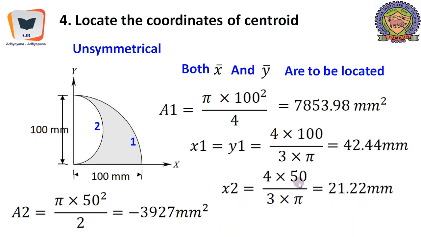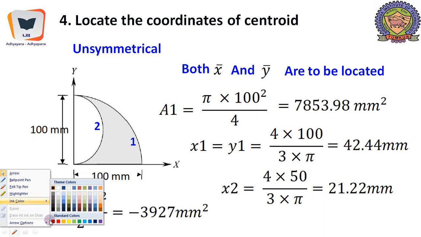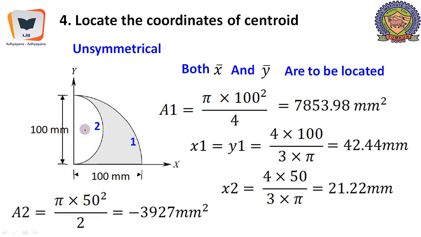And x2 is 21.22, 4r by 3 pi, and it is somewhere over here. Okay, we will once again mark this for the sake of clarity. So here it is. This distance is 4r by 3 pi. Vertical distance is the radius, and as far as the semicircle is concerned, it is somewhere over here. Sorry, quadrant of a circle, 4r by 3 pi vertically, 4r by 3 pi horizontally. So I got x2, we have got A2 is a negative area, and y2 is 50 millimeters, exactly half of the diameter, that is the radius.